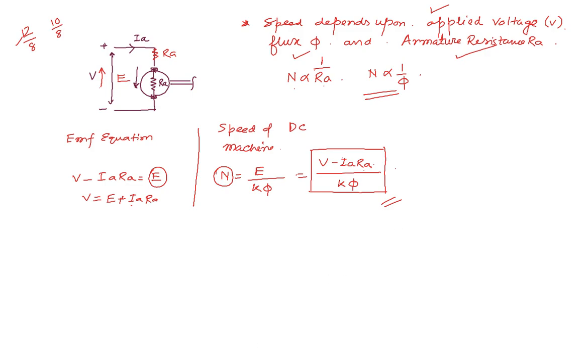Let's do the flux control method. The first is the armature resistance control. That means by controlling the armature resistance, we can change the speed of the DC motor. Second is the voltage control.